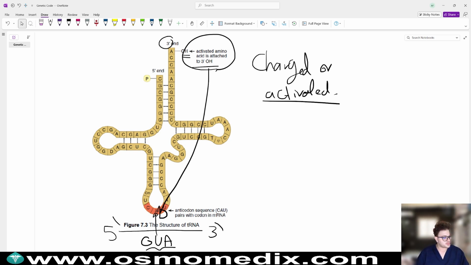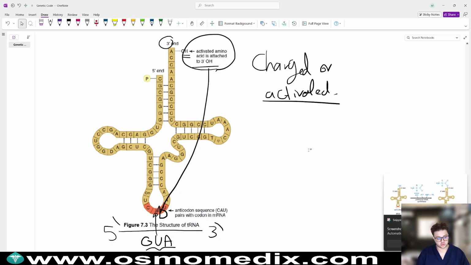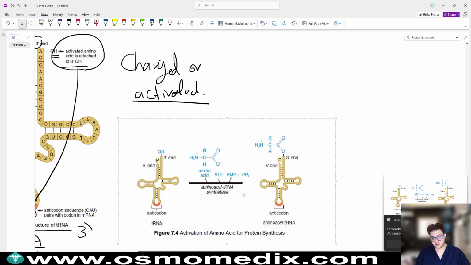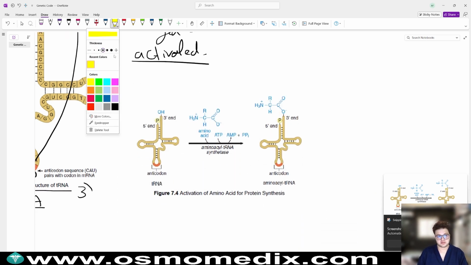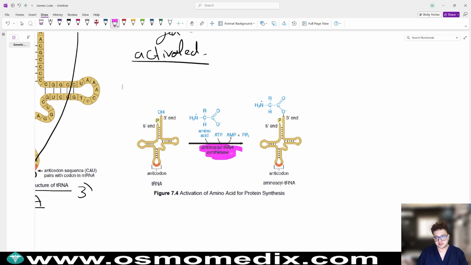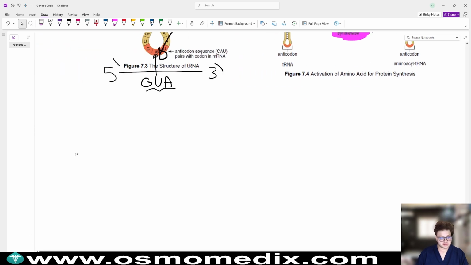What is the enzyme responsible for charging the amino acid onto the tRNA? Focus with me on this enzyme, please. It's called the aminoacyl tRNA synthetase. You have to know the name of this enzyme, so let's give it a color. Aminoacyl tRNA synthetase is the enzyme responsible for charging the tRNA with amino acid for protein synthesis. The final one for protein synthesis is the ribosomal RNA.